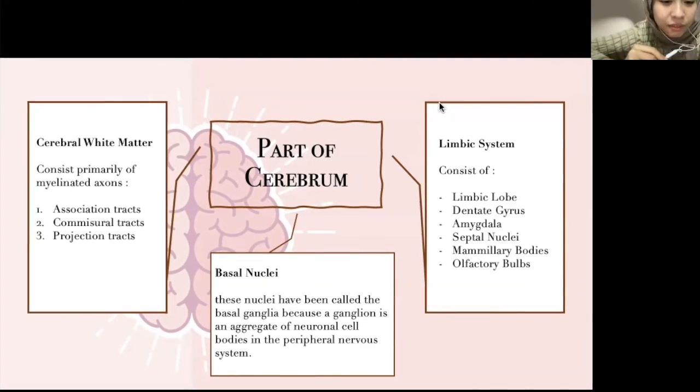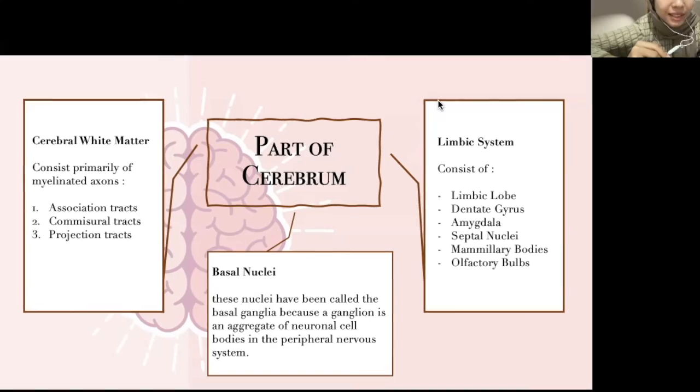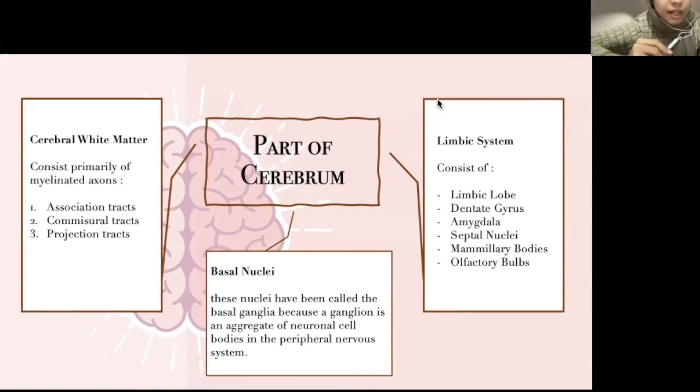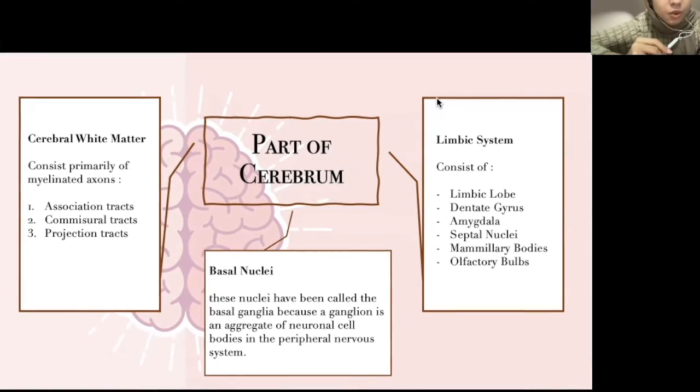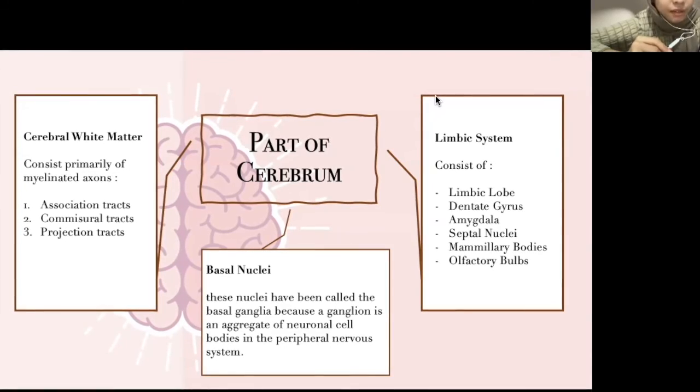Then the fourth is the basal nuclei. These nuclei have been called the basal ganglia because a ganglion is an aggregate of neuronal cell bodies in the peripheral nervous system.